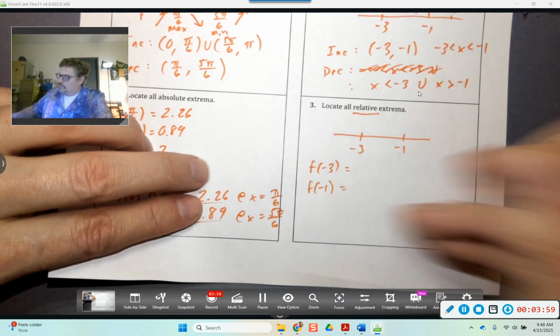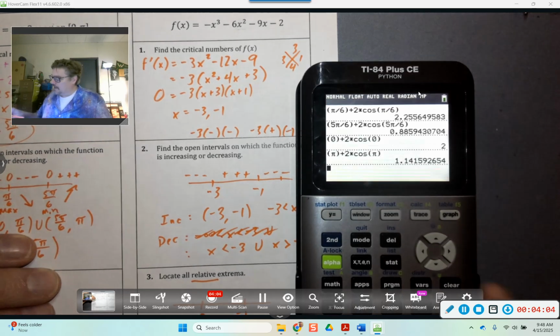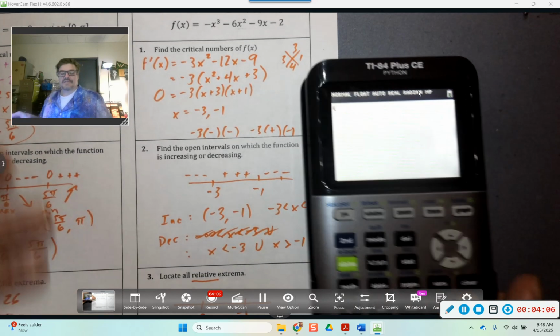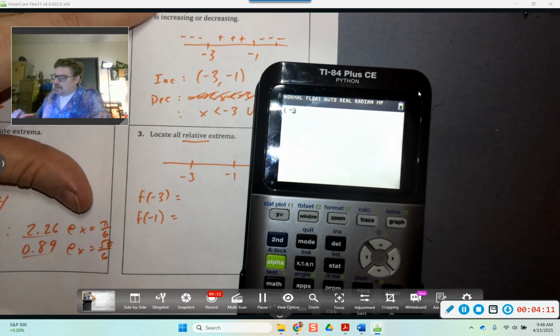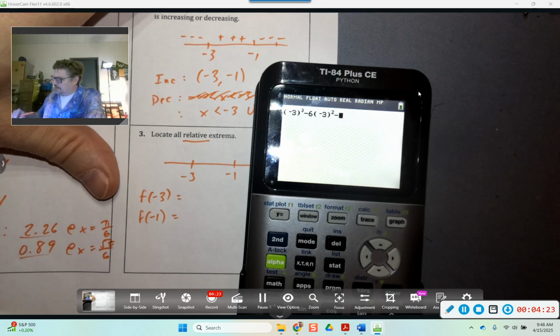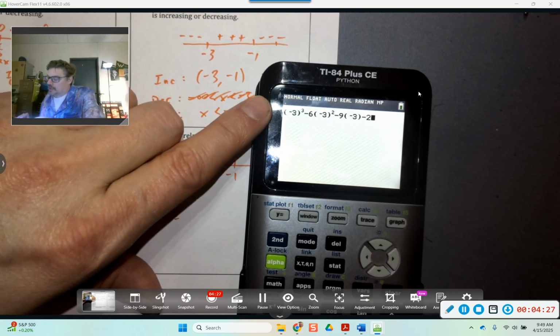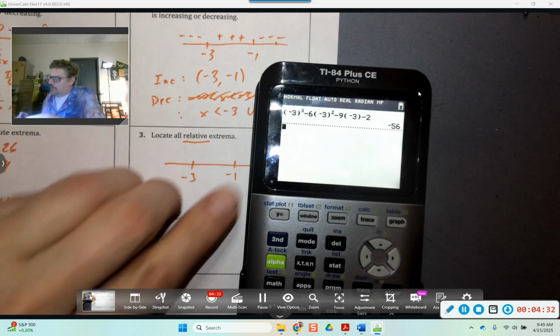Okay, and we're going to plug those in, and we're going to be very careful here. It's a lot of negativity in that polynomial. So notice I'm going to put it all in parentheses: -3 to the third power minus 6 times -3 to the second power minus 9 times -3, and then minus 2. I'm going to double check. -3 in all of those. We're good. Okay, -56.